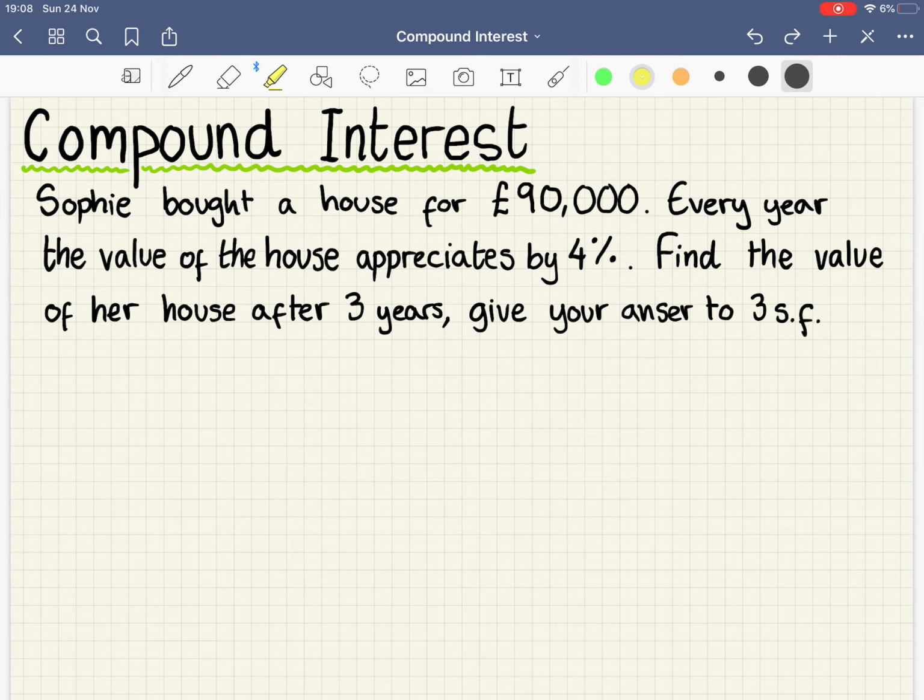So what we've got here: Sophie bought a house for £90,000. Every year the value of the house appreciates by 4%. Find the value of her house after 3 years. Give your answer to 3 significant figures.